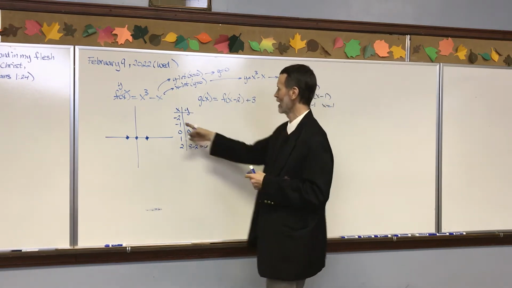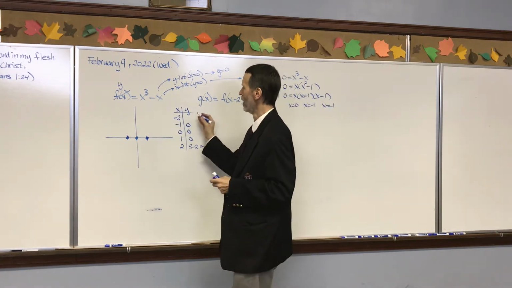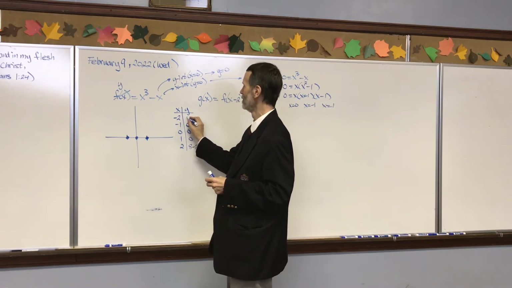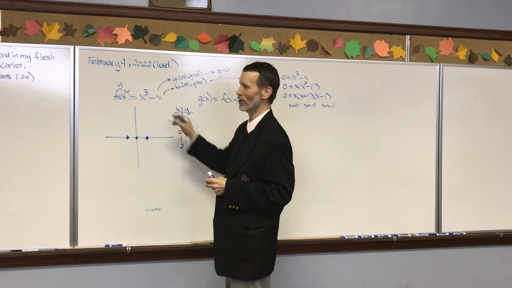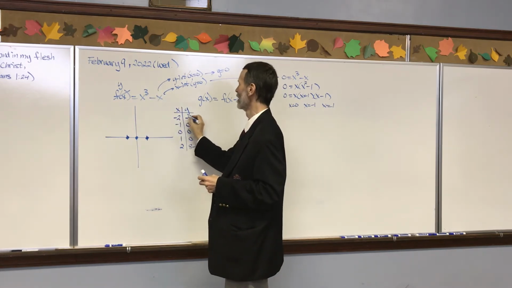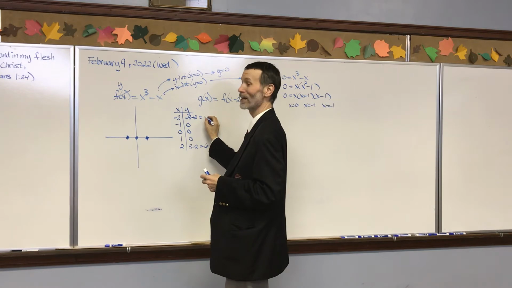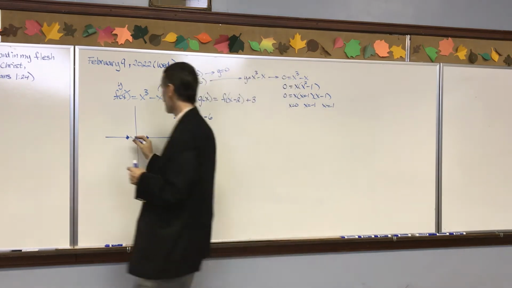Austin, give me -2 plugged in. That would be 6. I'm sorry? -10. Nope. Sort of, kind of, other direction. -6. Plug in first. What's -2 cubed? -8. And then minus -2, plus 2. 6. What's that? -6. -6, okay. So we've got -2, -6.